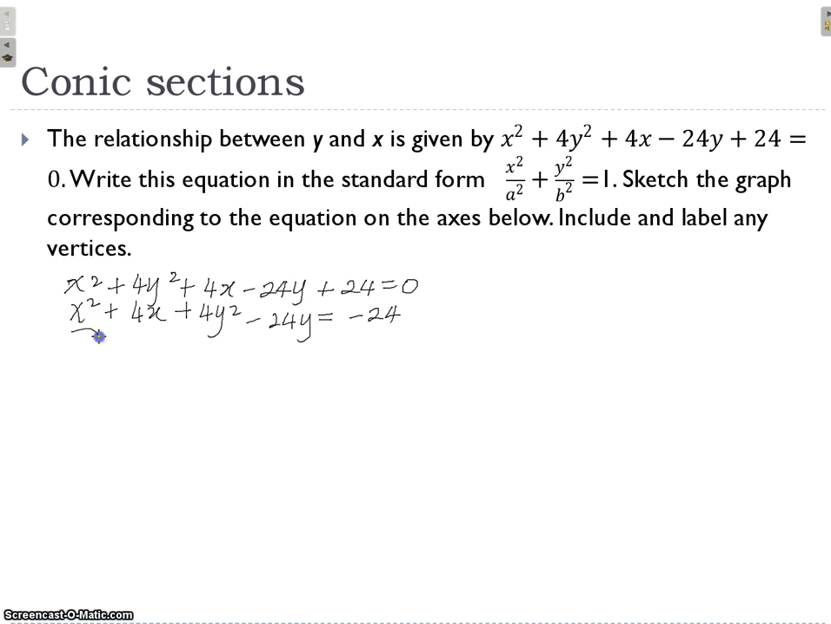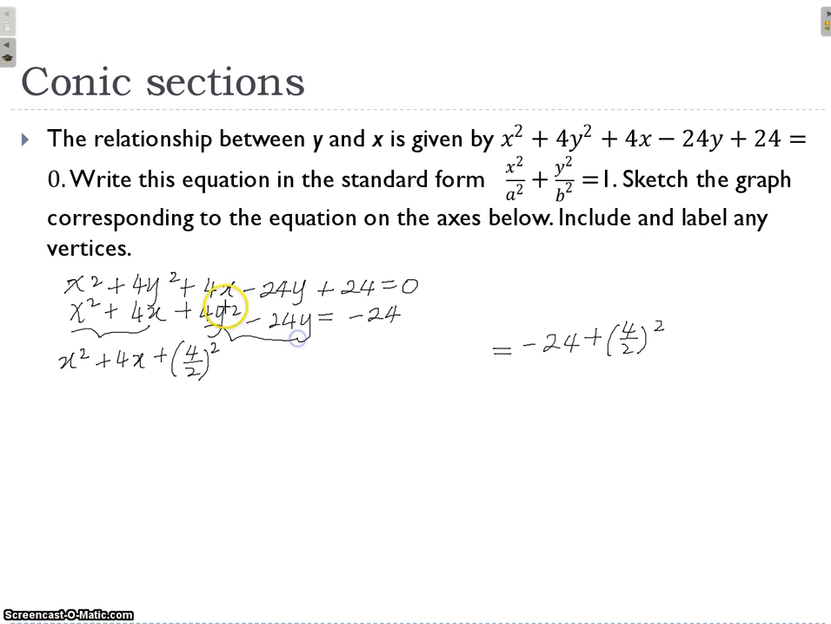So we will start to perform completing the square for x squared plus 4x: x squared plus 4x plus the coefficient of x, which is 4, divided by 2, squared. If you add this, you have to add it on the right side as well to balance it. So I add 4 divided by 2 squared, and I add another 4 divided by 2 squared on the right side.